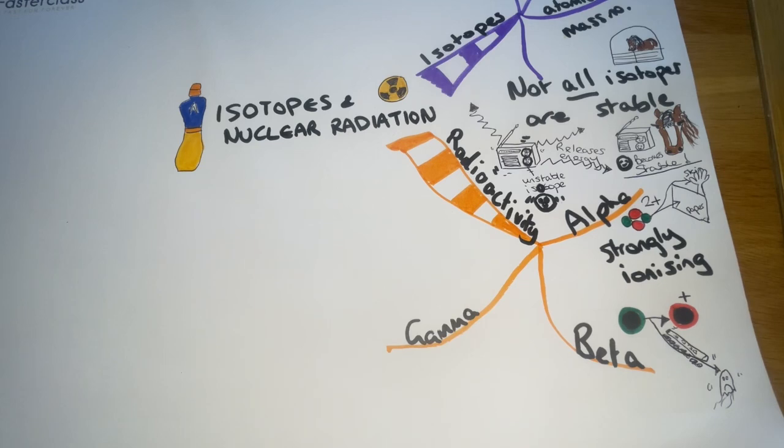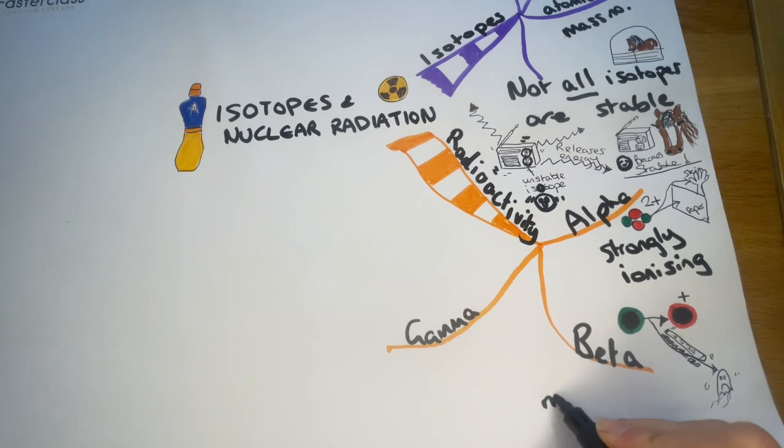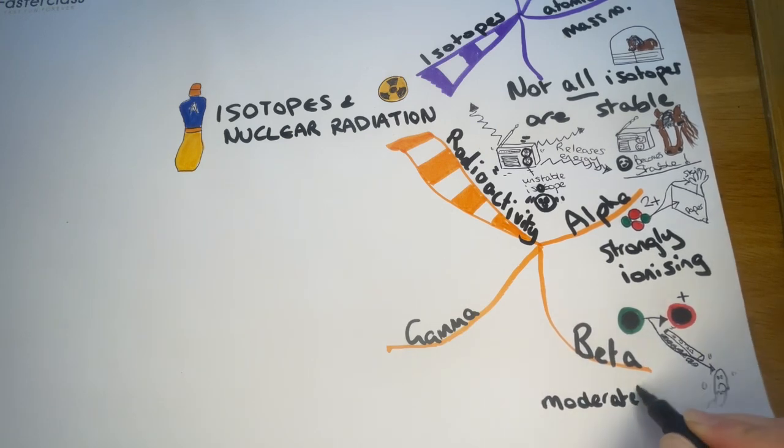Yeah, that's what a beta particle is. Now, this is moderately ionizing. So alpha's strongly ionizing. Look, it's got a 2+ charge. So it massively attracts your electrons and kicks them out. Beta is moderately ionizing.